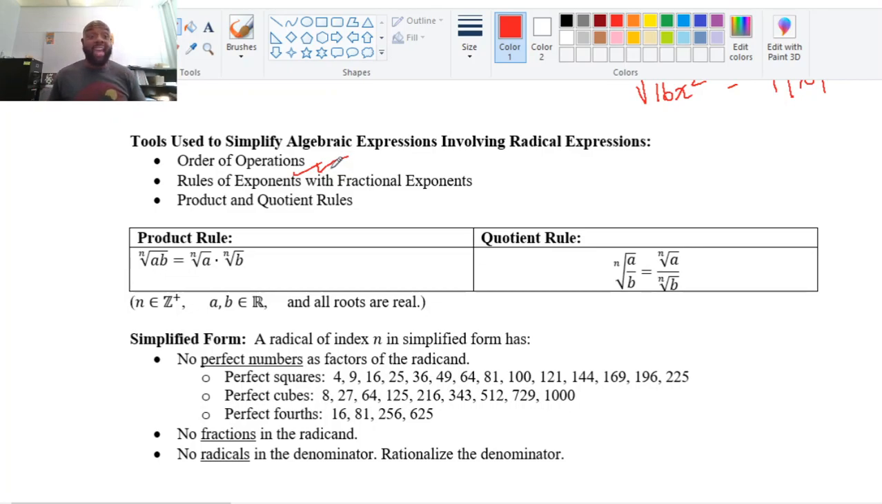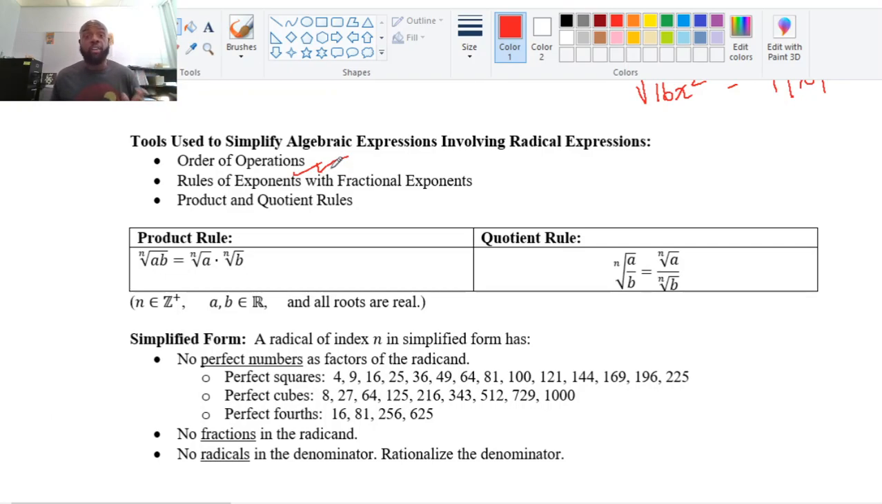We're also going to add the product and quotient rules, which we've already seen with rules of exponents, but sometimes, it's good to see them applied to radical expressions, right? And so we have a product rule, right? If we have the nth root of a times b, right?